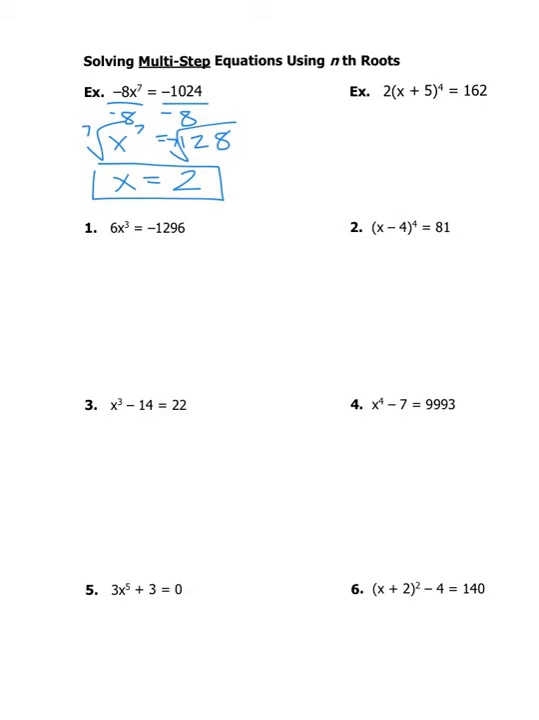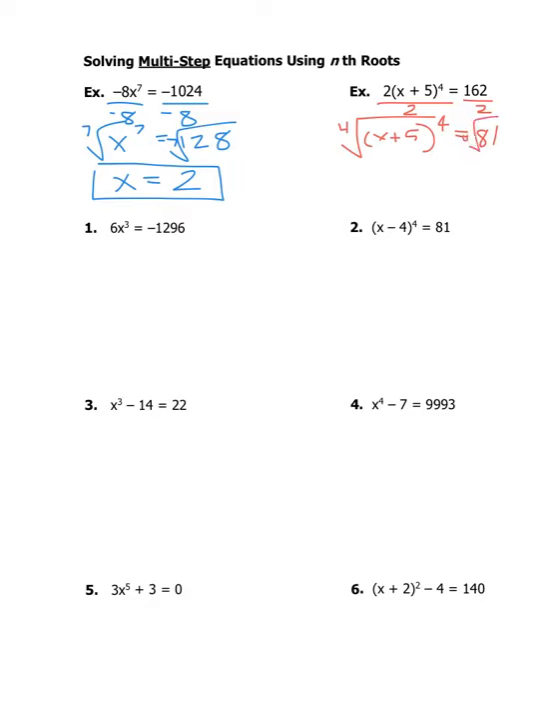Okay, let's try one that has an even power. So if I look at the example to the right of that, my first step is going to be to divide both sides by 2. So I have the quantity of x plus 5 to the 4th power equals 81. Okay, now to get that 4th power to go away, I'm going to take the 4th root of both sides.